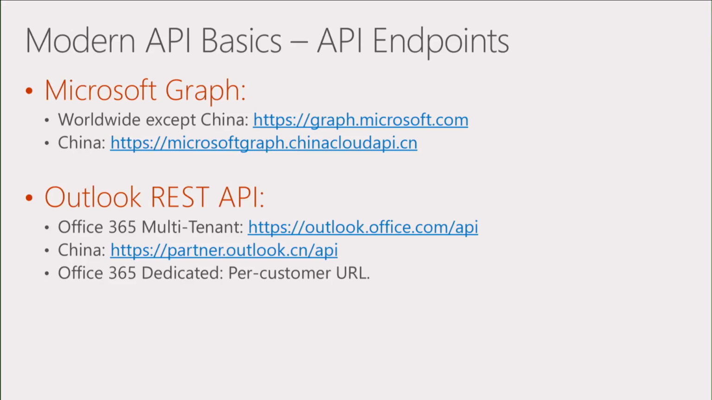This is one place where Graph is going to be a lot easier for you to use, because whether your company is in the dedicated infrastructure or in the multi-tenant, you can just go to Microsoft Graph. If you choose to call the Outlook API endpoint, then you have to figure out this per customer URL, or hardwire a different URL based on your installation, or if anyone here is developing applications for multiple customers, it has to be configured on a per customer basis.